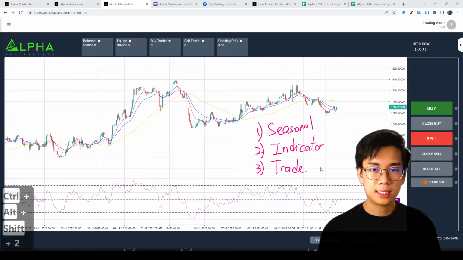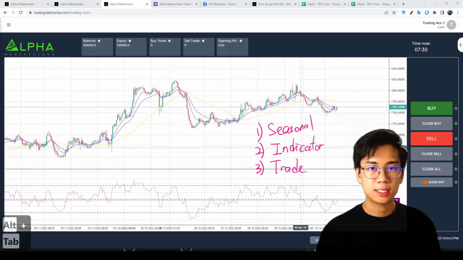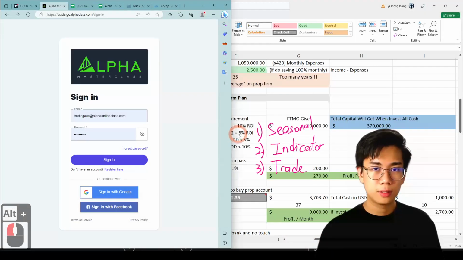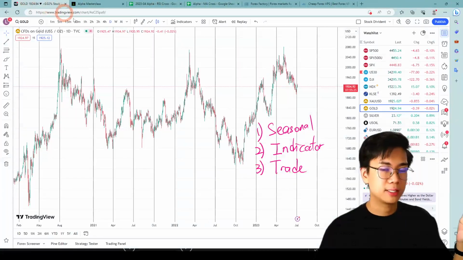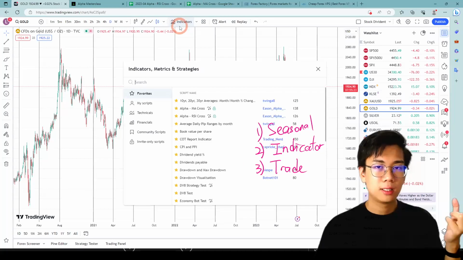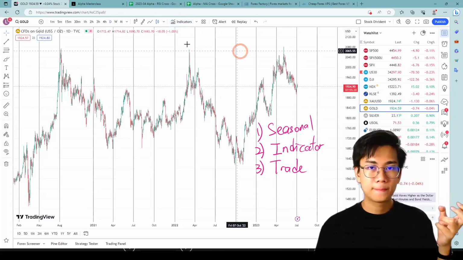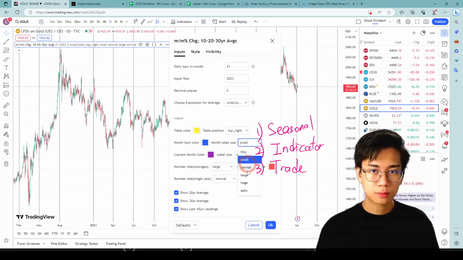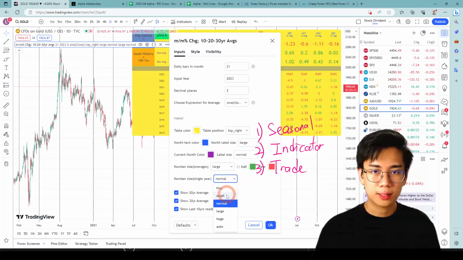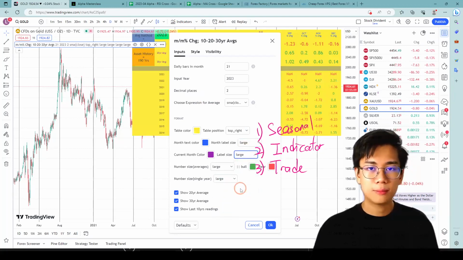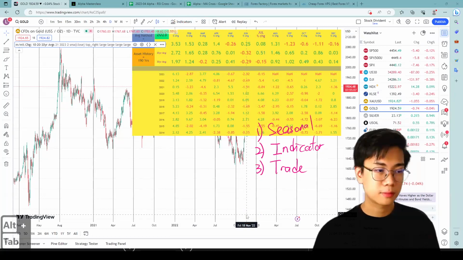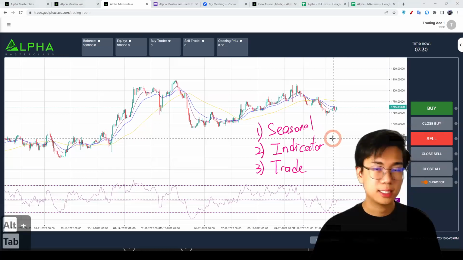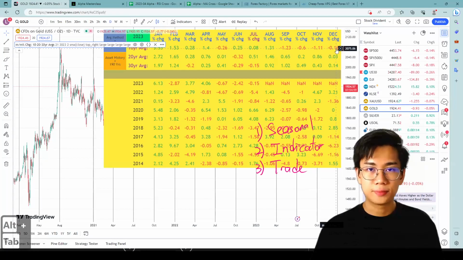Now, what is seasonal first? We look into TradingView to know the direction first. Seasonal is not about directions. Since it's the gold market, what is the month in the simulation? December. Yep, it's December. So December is here.